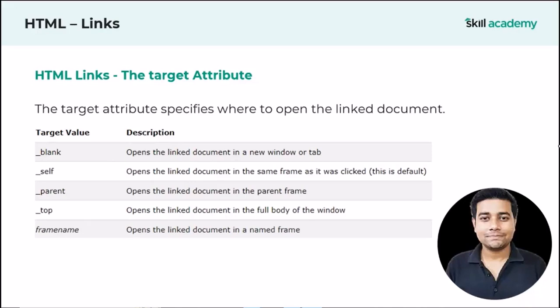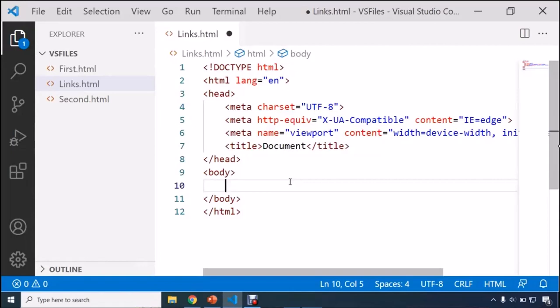So now guys, we are proceeding towards the practical part, and practically I would like to show you how we can use links, what links can do for us, and what is the purpose of href and this target attribute. So guys, for the practical part, I will be using my Visual Studio Code. Here in Visual Studio Code, I have created this file named links.html. So now guys, here in this body tag, I'll show you how we can play with the links.